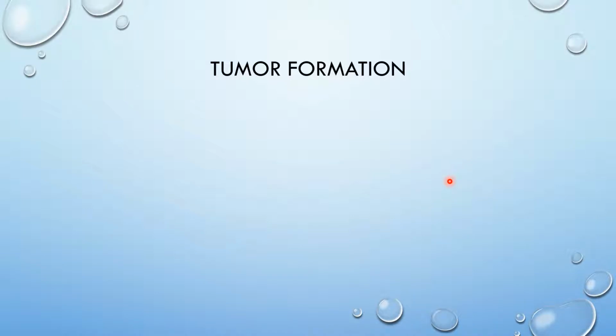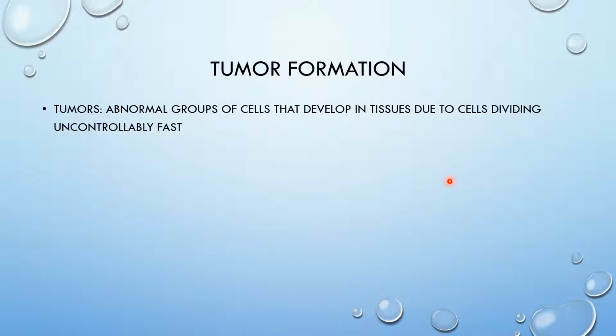Alright, so tumor formation would be the next thing we're going to go over. Tumors, if you don't know, are abnormal groups of cells that develop in tissues due to cells dividing uncontrollably fast. And some tumors result in cancer. Primary tumors are the original site of tumor. They're often benign, which means that they're not dangerous to humans.